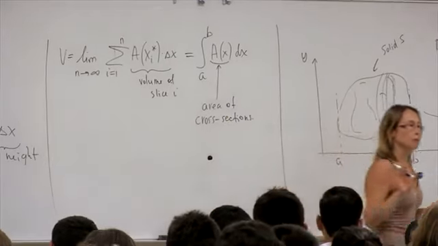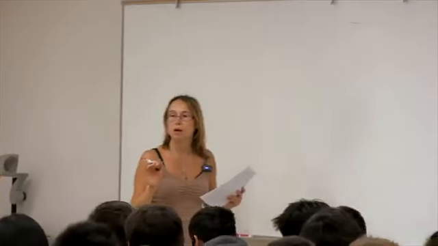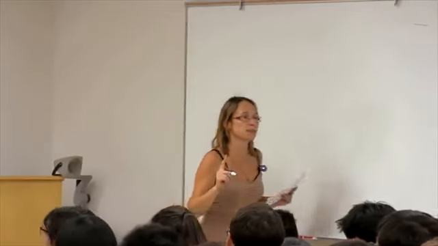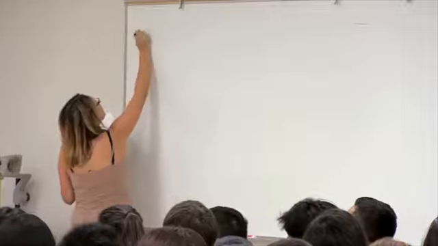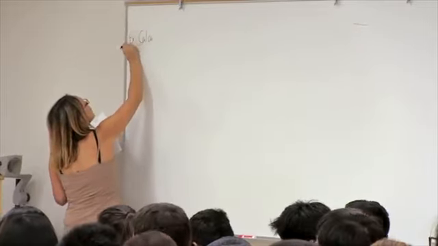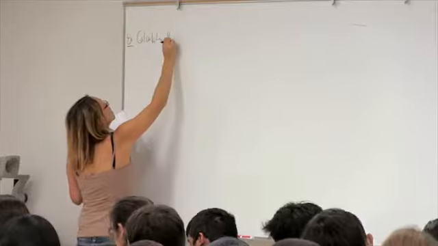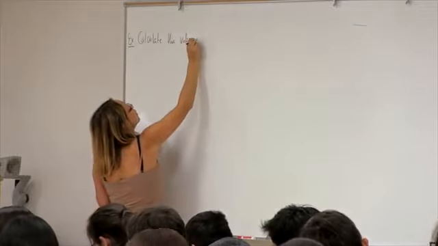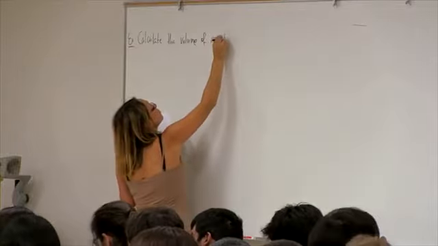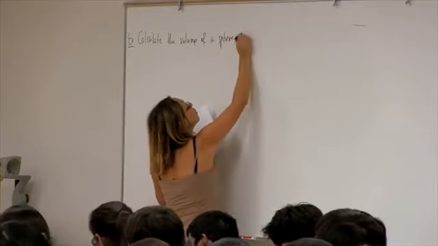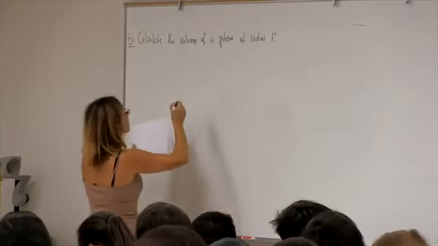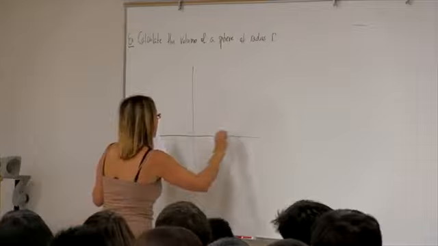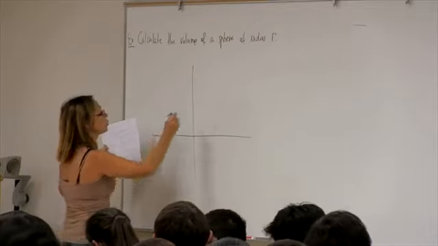So before I explain this further, I'll just give you an example. In this first example, again, we will know the answer, so that we can check that we're doing the right thing. Calculate the volume of a sphere of radius r. Let me place the center of the sphere at the origin.